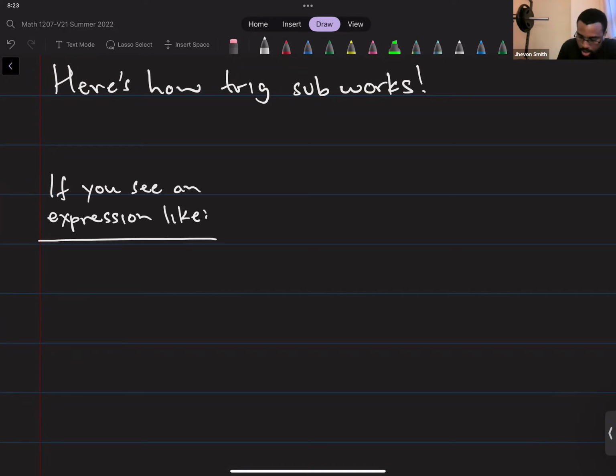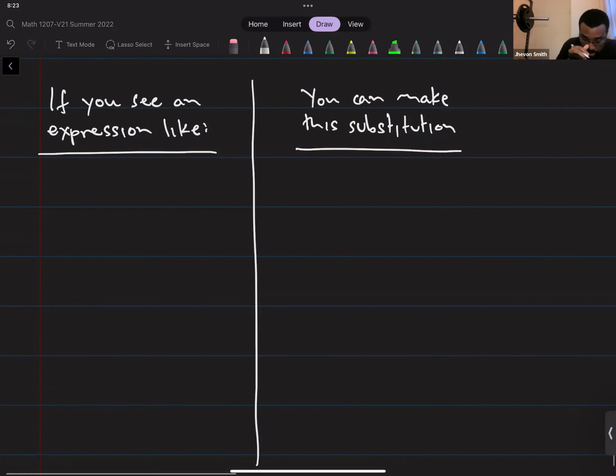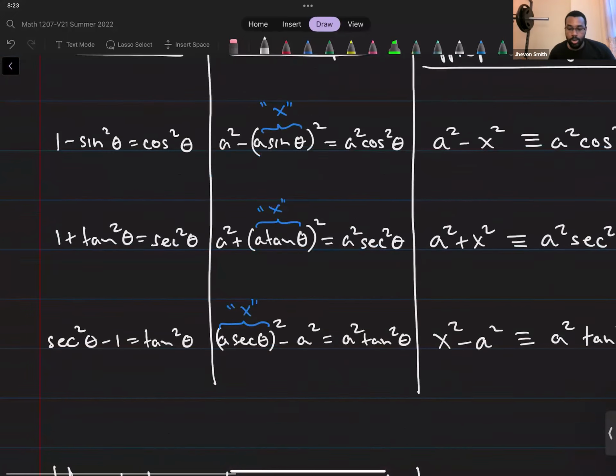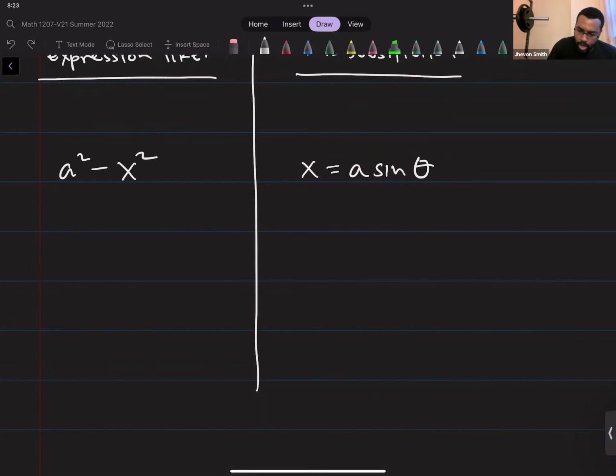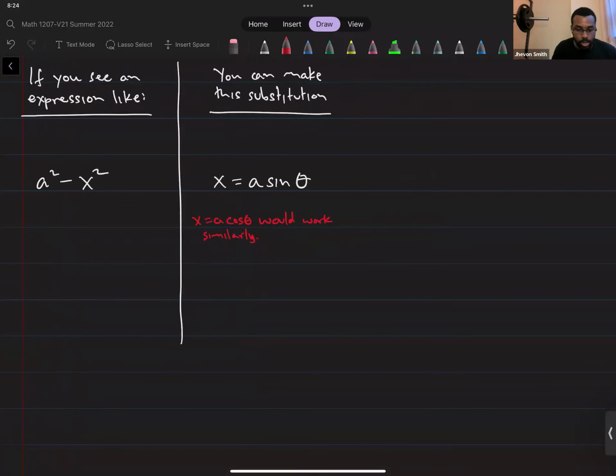If you see an expression like this, you can make this substitution. So if you see an expression like a squared minus x squared, you can do the substitution x equals a sine theta. And it turns out that invokes this identity, which gets you to a nice scenario on the right side. By the way, x equals a cosine theta would work similarly, but it's not very traditional to use cosine because then you get a negative when you start to find dx and that sort of thing.